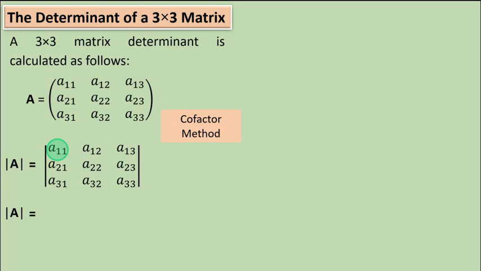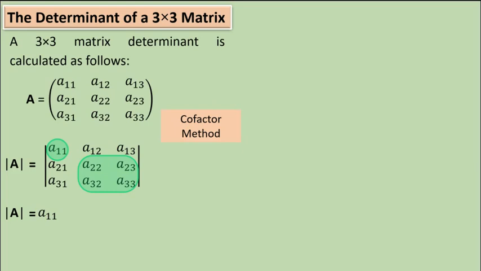Now, the first element you are seeing highlighted here is the one we are going to find the minor of. How do we find that? The minor of A11 will be the elements that are left if I delete all the ones in the same row and column with A11. Look at what I mean.